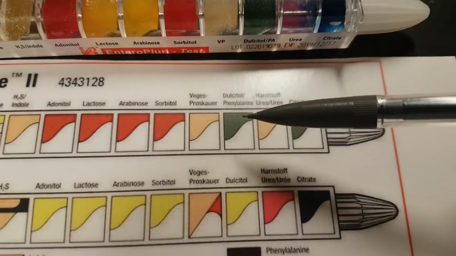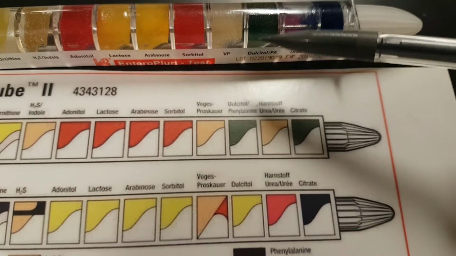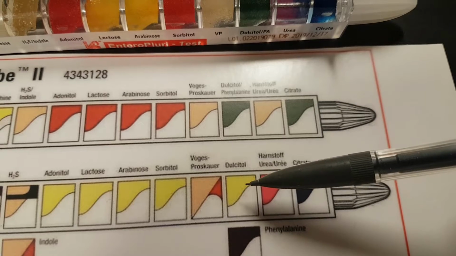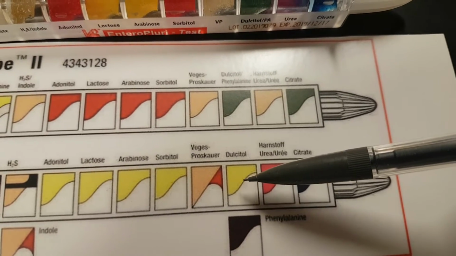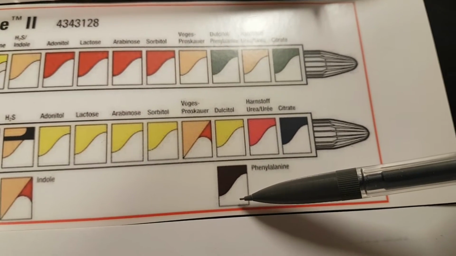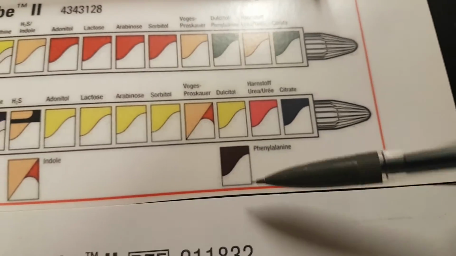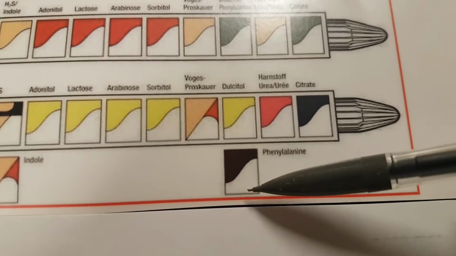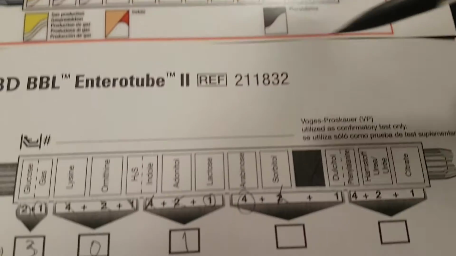We can see we have dulcitol / phenylalanine, and there's no change here. If the dulcitol were being metabolized, we would see a yellow color. If phenylalanine were being metabolized, it would look like that. It hasn't changed, it's still green. So we go down here and we see dulcitol, no. Phenylalanine, no. That gives us a total here of 4.